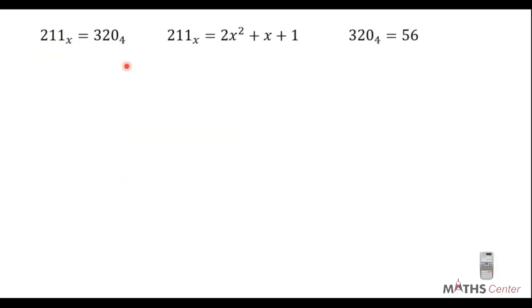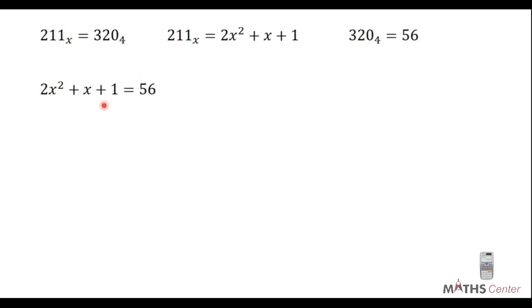So now we have converted 211 base x to base 10. We had 2x squared plus x plus 1. We have converted 320 base 4 to base 10. We had 56. So we can equate what we converted here and what we converted here. If you equate them, you are going to have 2x squared plus x plus 1 is equal to 56.